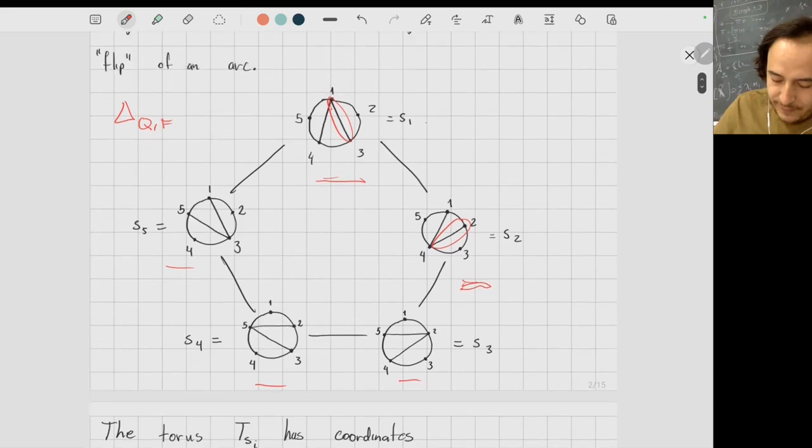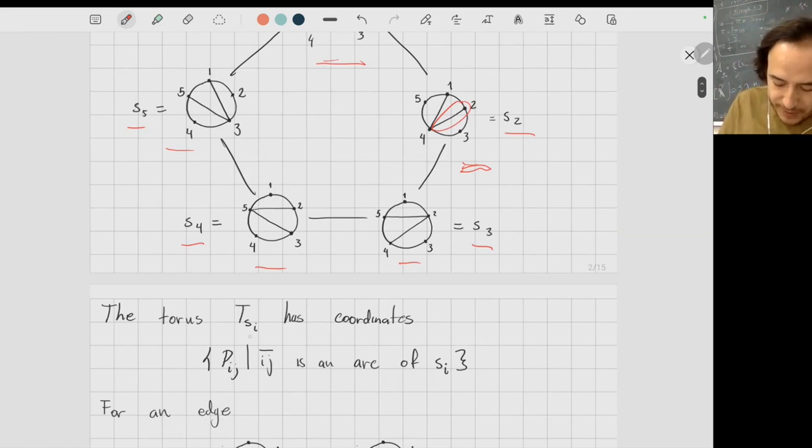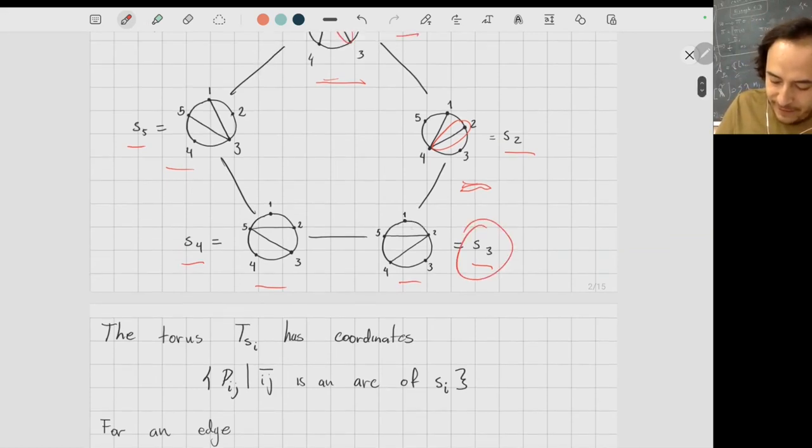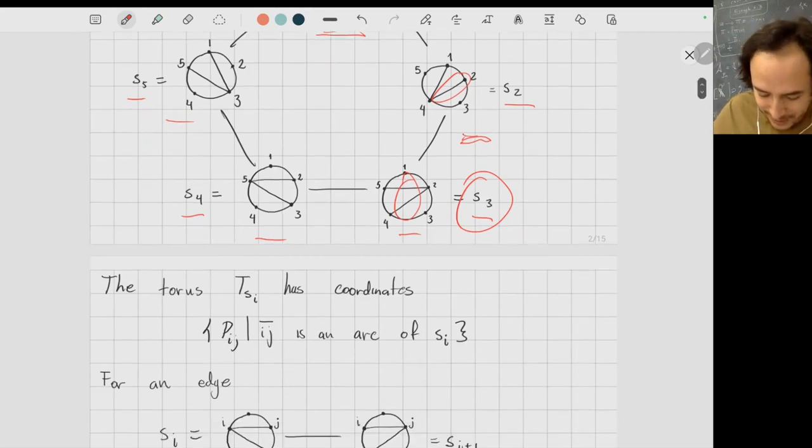So I have five vertices. I will call them S1, S2, S3, S4, and S5. The torus associated to a vertex Si has coordinates Pij, where ij is an arc of the triangulation. So here, for example, if I take S3, I will have five Plucker coordinates corresponding to P12, P23, P34, P45, and P15, and the internal ones corresponding to P25 and P24. So, well, I already spoiled something. These are Plucker coordinates on a Grassmannian.